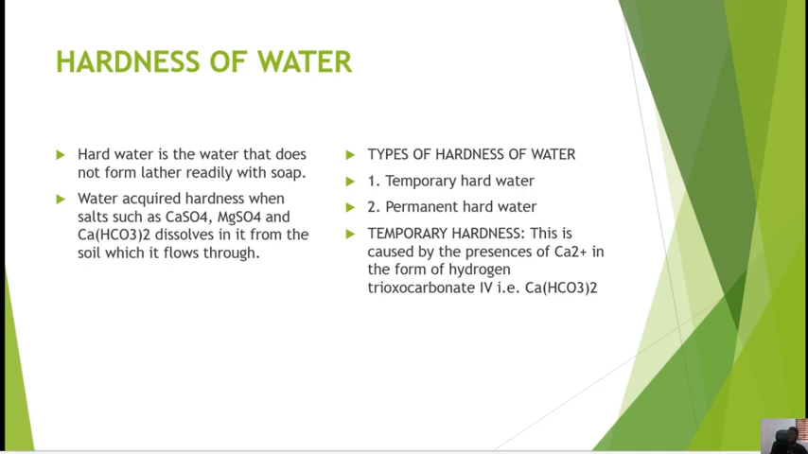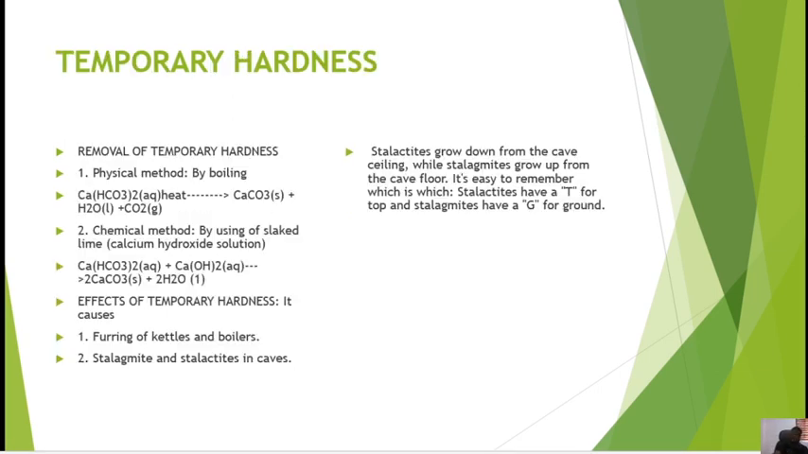Now, there are two types of hardness of water, and these types depend on what salts are dissolved. Temporary hardness is caused by the presence of calcium in the form of hydrogen trioxocarbonate(IV). The implication is that once you have calcium bicarbonate, or calcium hydrogen trioxocarbonate(IV), dissolved in the water, it tends to cause temporary hardness. The other form of hardness is permanent. We'll get to that. But then let's talk about how to remove temporary hardness.